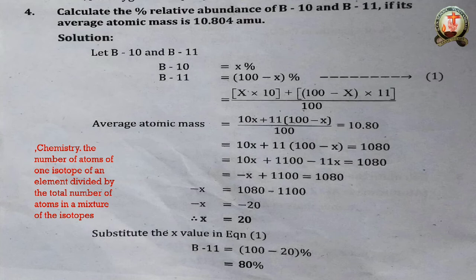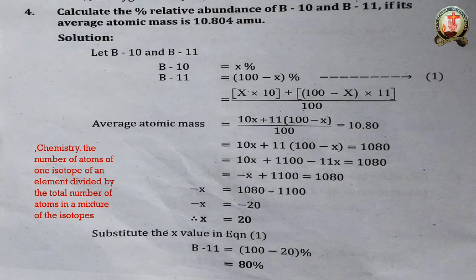Okay, so let's go and see the solution. Let B-10 and B-11 be the two isotopes present in this element. Okay, so I assume B-10 is equal to x percent. So B-11 percent means 100 minus x percent. Okay, I take this as equation 1.